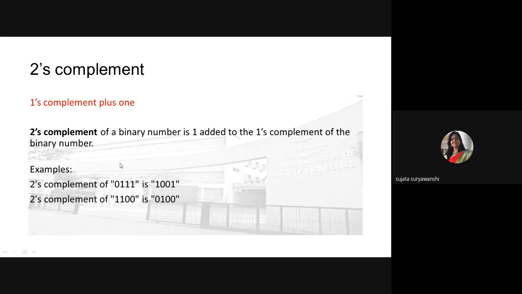But in this example, the LSB bit itself is equal to 1. So copy that LSB bit as it is, and after that invert all the remaining bits from 0 to 1 and 1 to 0. So for this 0111, the 2's complement is: 1 is the LSB bit, so write down 1 as it is, and the remaining bits you should alter from 1 to 0 and 0 to 1. This is the direct method to get the 2's complement of the given number.